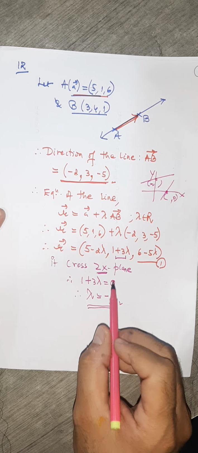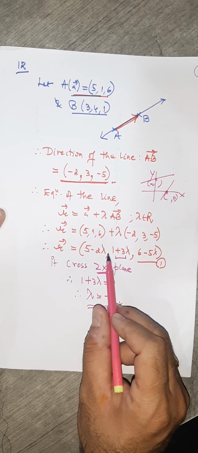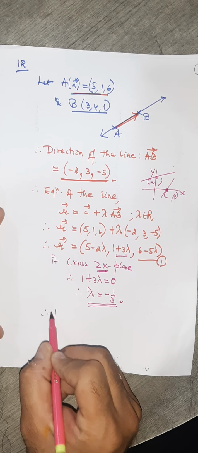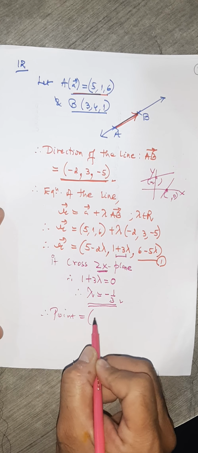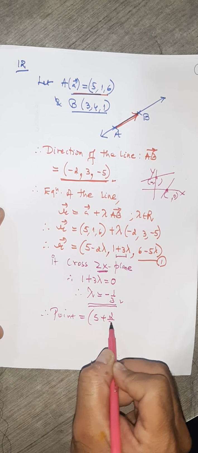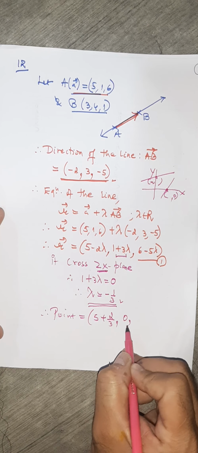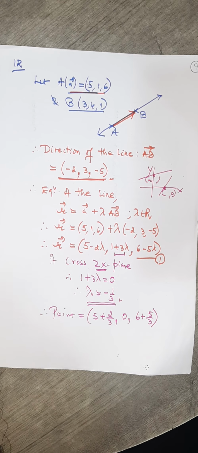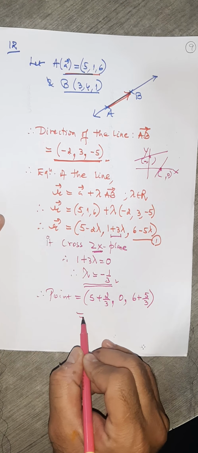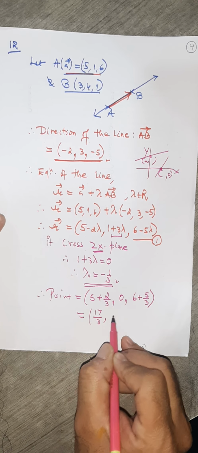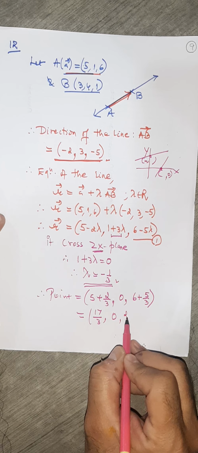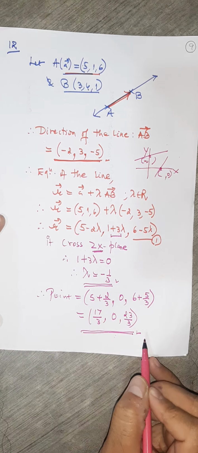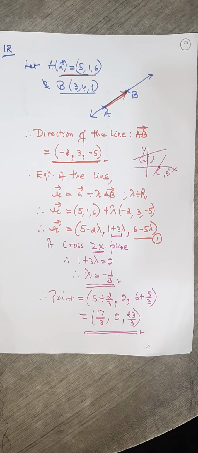Now you want the point where this line crosses the ZX plane. So we just put the value of lambda here. The point will be 5 plus 2 by 3, comma, this one has to be 0, comma, 6 plus 5 by 3. Fine. So if you simplify, you will get 17 by 3, this one is 0, and here you will get 23 by 3. This is the point. It's just a copy of the previous question, remember.